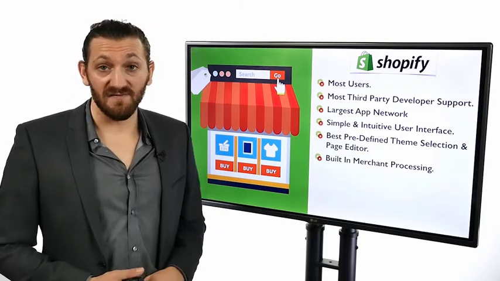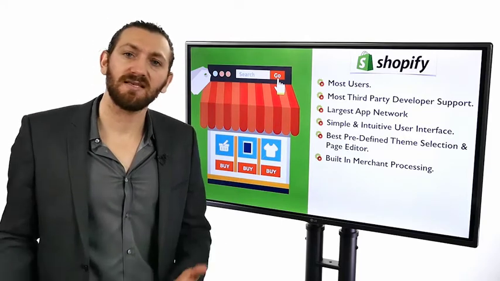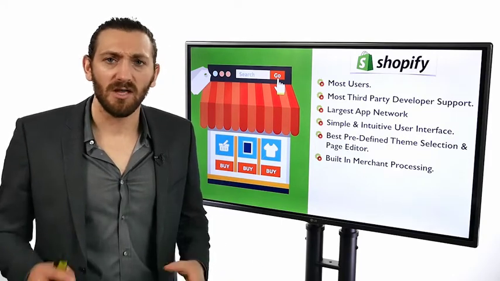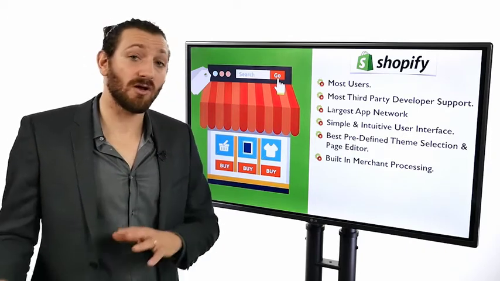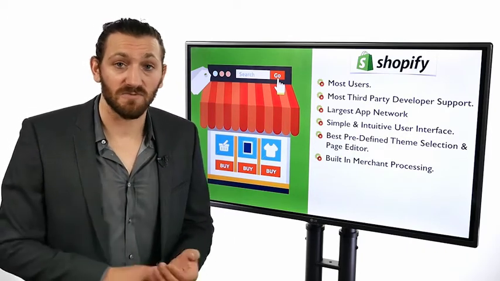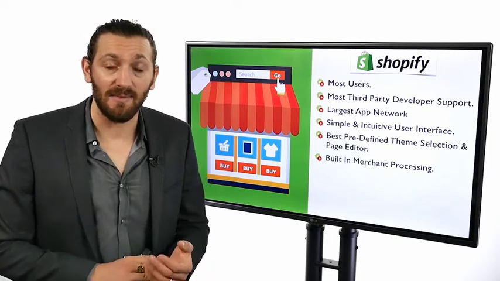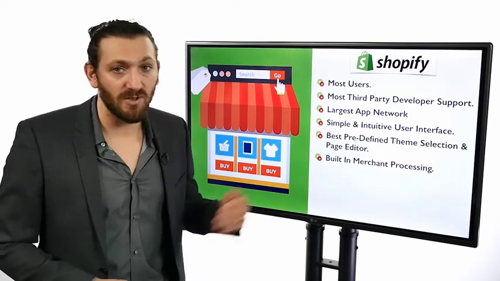They also have built-in merchant processing, which makes it really easy to set up a store. So you can easily get a merchant account right from Shopify. And you can also plug in any other third-party processors: PayPal, Apple Pay, Amazon Payments, etc. They all plug in, but they build in merchant processing.